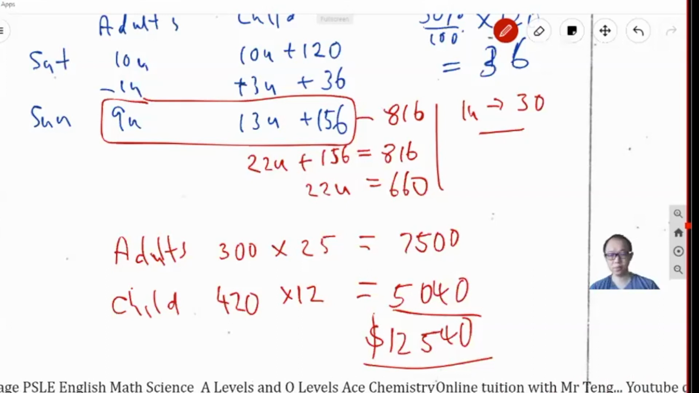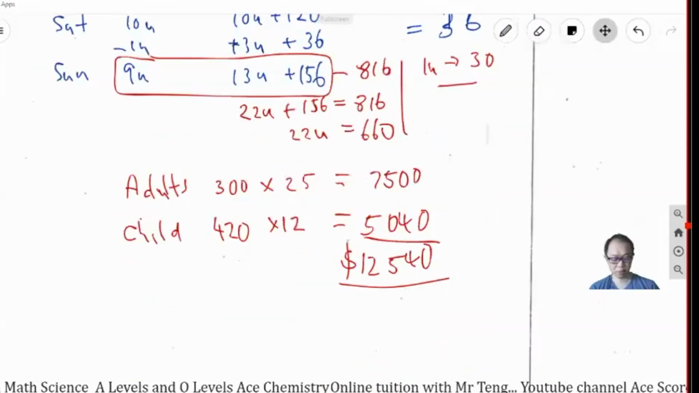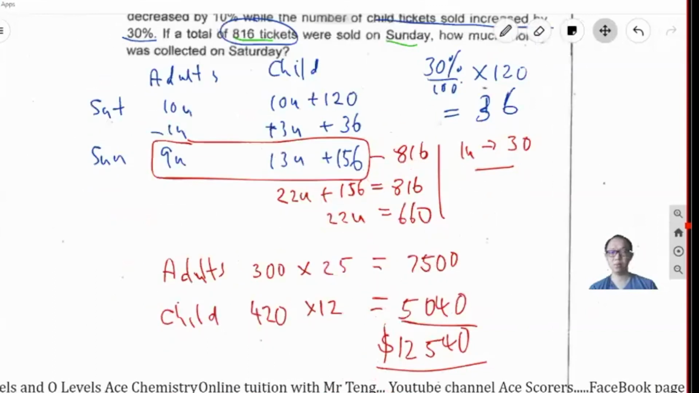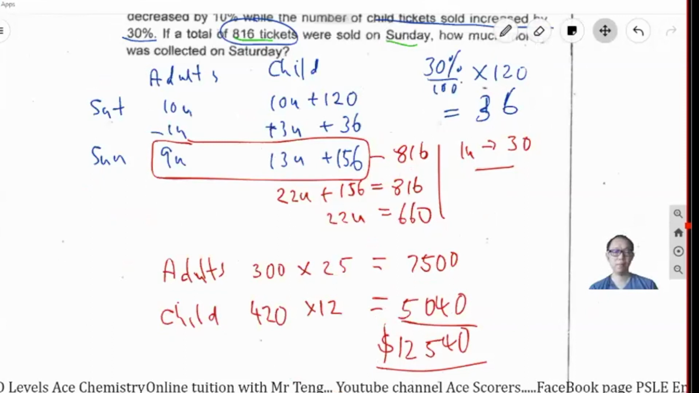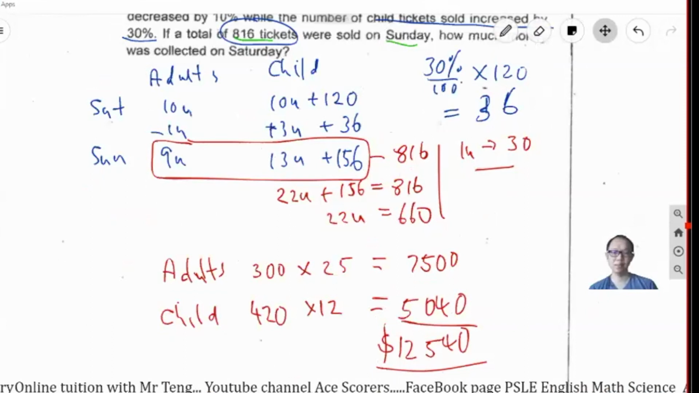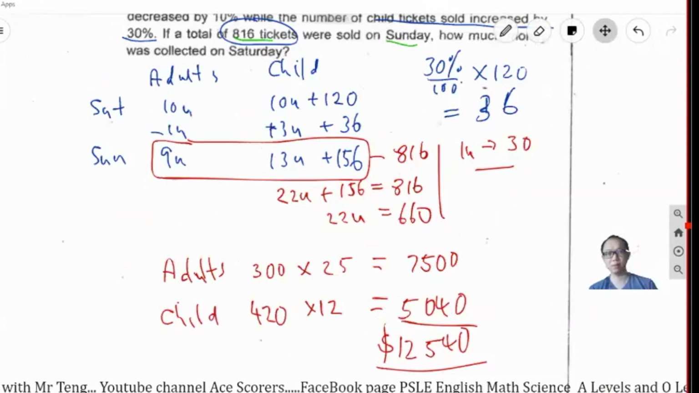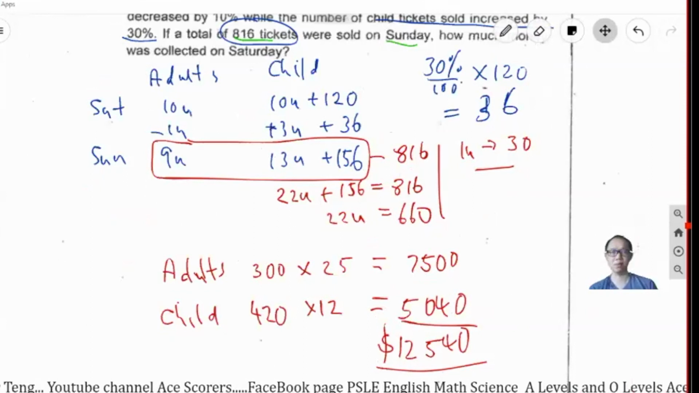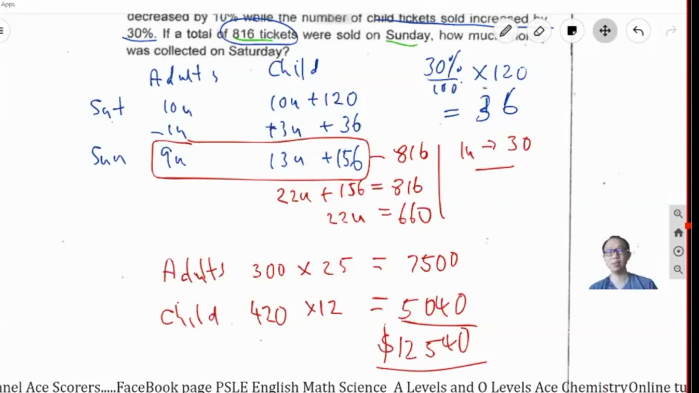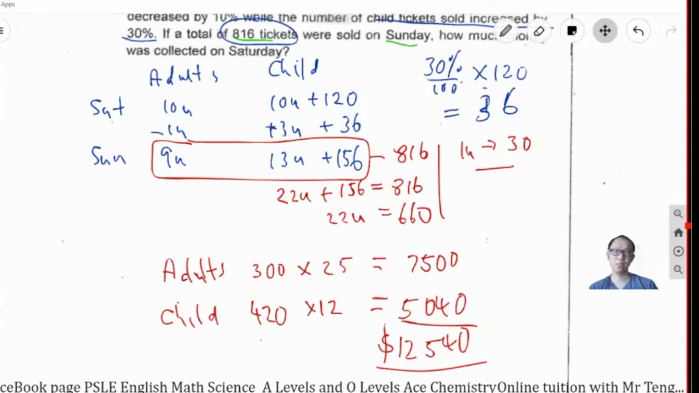Is it complicated? Yeah, it is. That's why it is how many marks? 4 marks. See? Yeah, it's worth 4 marks. Is it worth 4 marks? Yes, it is. I didn't do much working. It's just before and after Saturday, Sunday calculation. Spent 20 minutes, yeah, because I need to explain. If I'm the one doing, maybe 2 minutes can finish.